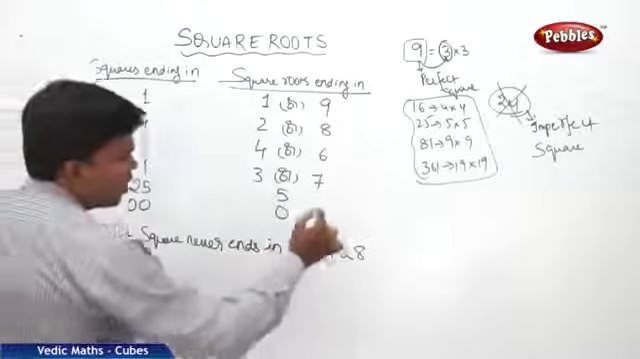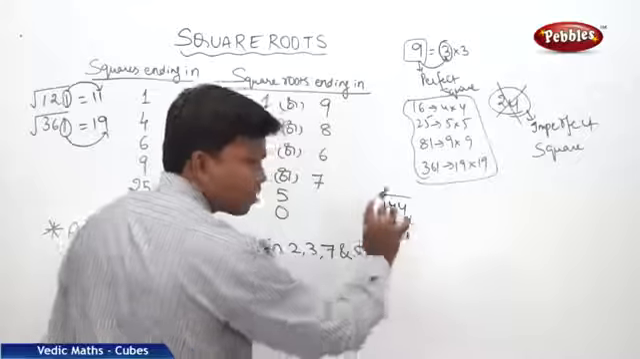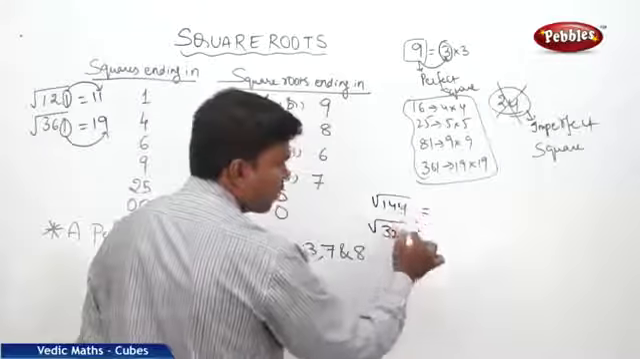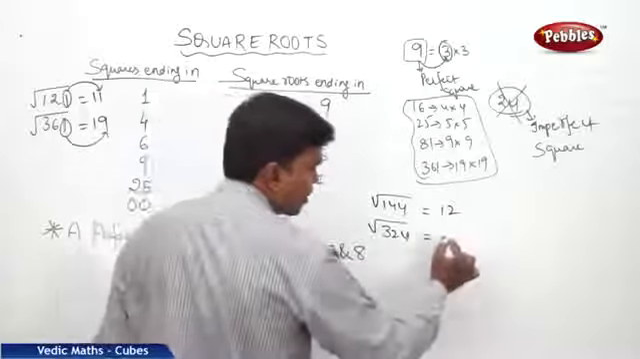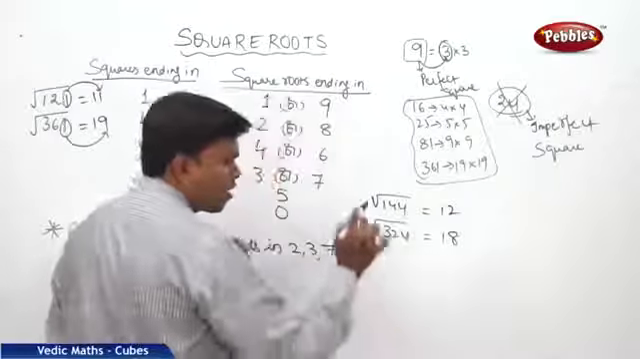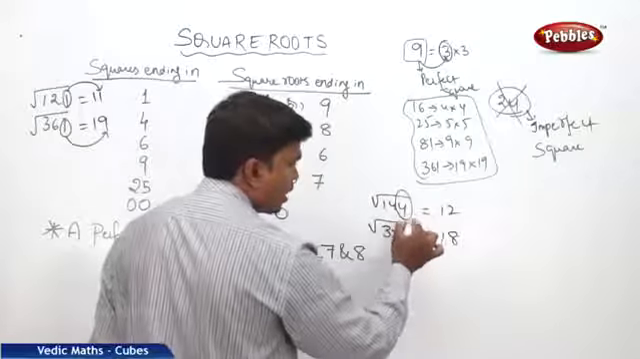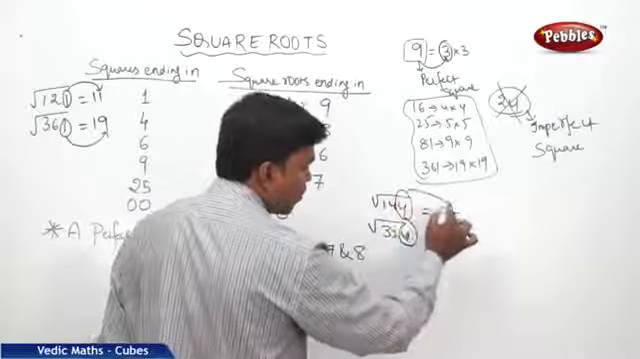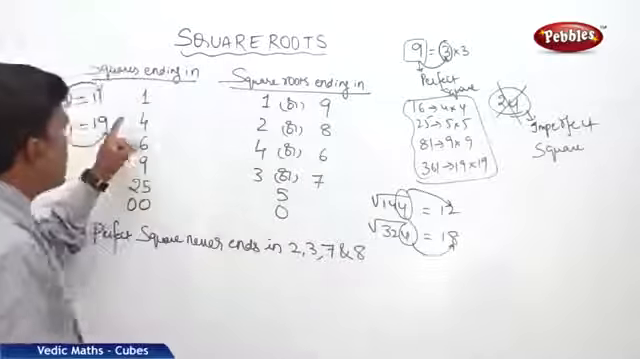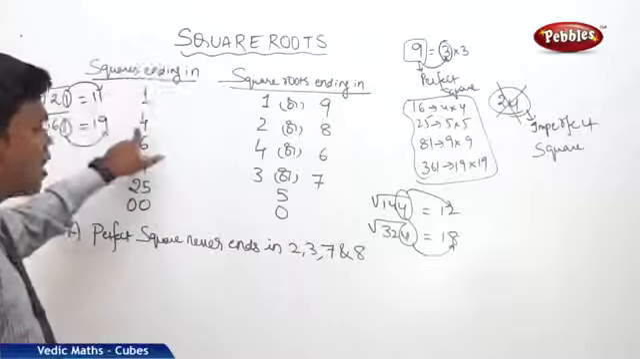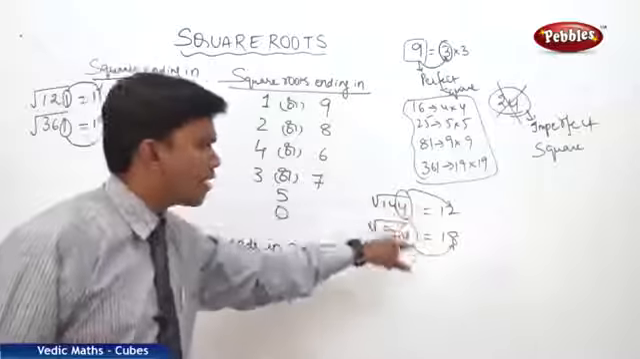For example, let us take the square root of 144 and the square root of 324. Both are perfect squares only. Both are ending in 4 only. So what is the square root of 144? 12. What is the square root of 324? 18. Both are square numbers ending in 4, but the square roots are ending in either 2 or 8. So that's what I mean to say here. If a perfect square number is ending in 4, its square root should end in either 2 or 8.